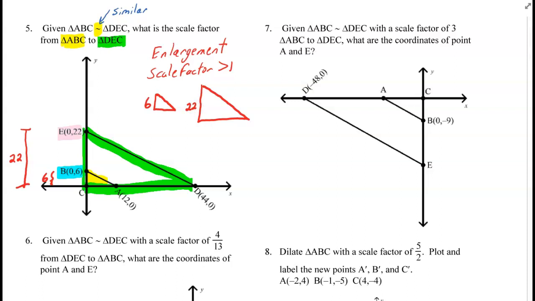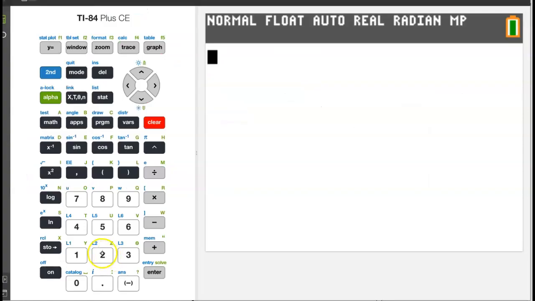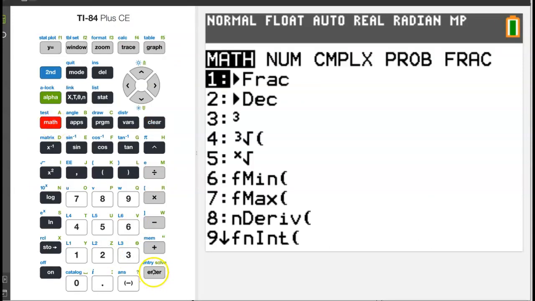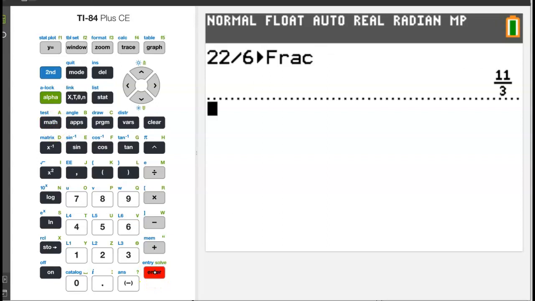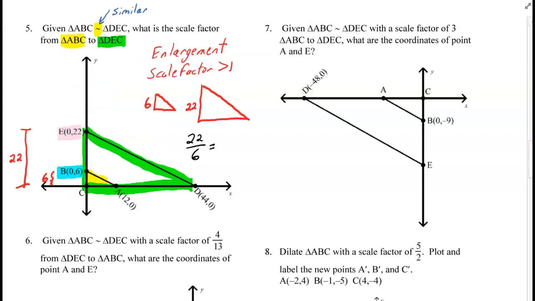So if I want the scale factor, I'm going to take the larger number, 22, and divide by 6. And using the TI-82, 22 divide by 6, I'm going to press math fraction. I get the scale factor is 11/3. So the scale factor here is 11 over 3.